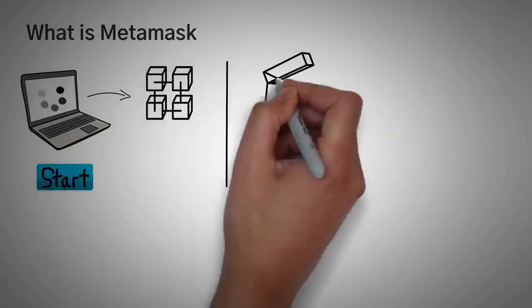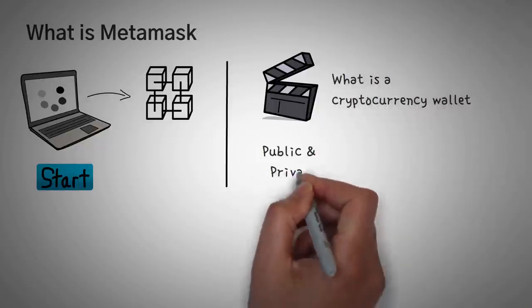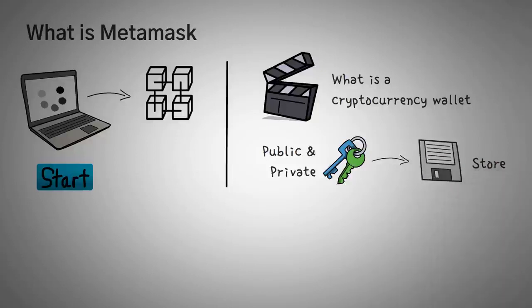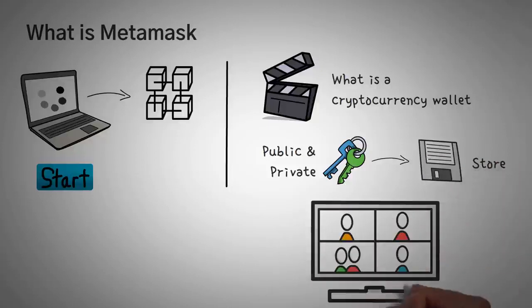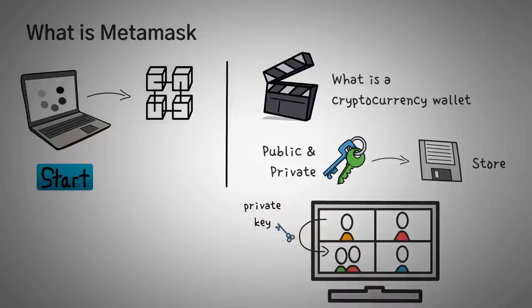So if you haven't already, you really should watch our What is a Cryptocurrency Wallet video, where we explain what public and private keys are and the different ways to store them. Basically, when you want to send some of your cryptocurrency to someone else, you need to use your private key to stamp that transaction and then send it to servers across the network.